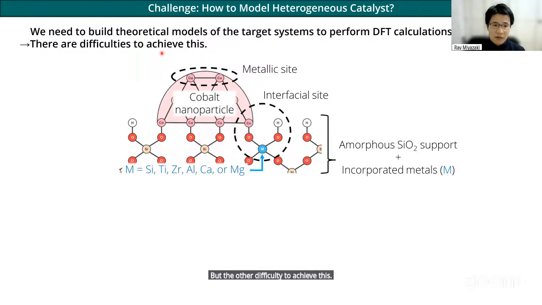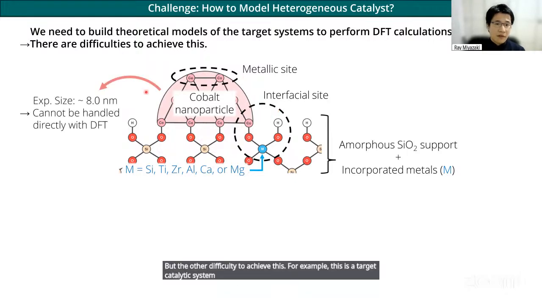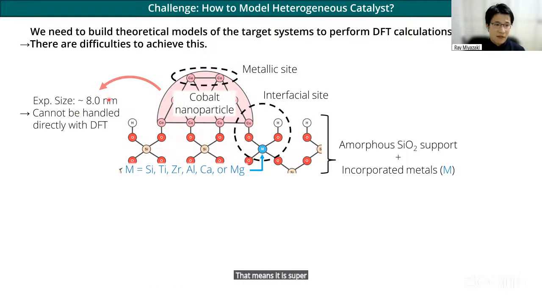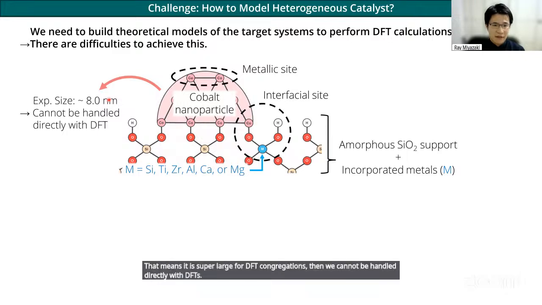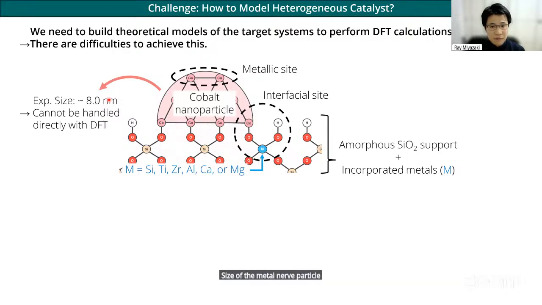For example, this is the target catalytic system. For this metal cobalt nanoparticle, the experimental particle size of the cobalt is about 8 nanometers. That means it is super large for DFT calculations. Then we cannot handle a metal nanoparticle of this size directly with DFT.